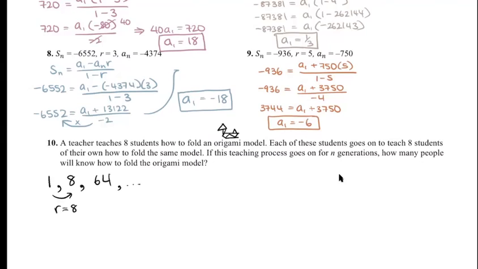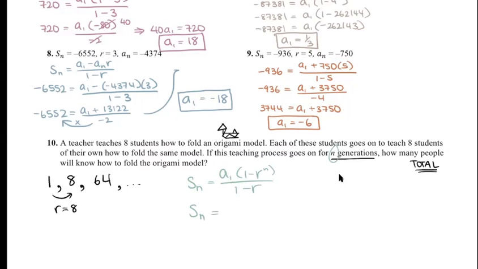All right, and the question is, if this teaching process goes on for n generations, how many total people, I'm going to emphasize that, will know how to fold origami? All right, so basically we're adding up how many people know origami. So this is going to be the sum formula. And again, I like using this formula the best. And I think it's appropriate for this one because it's easy to find a sub 1, r, and n. So n actually stays n, right? Because they want it for n generations.